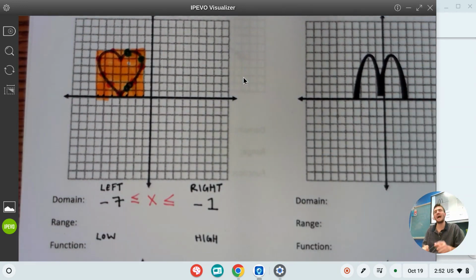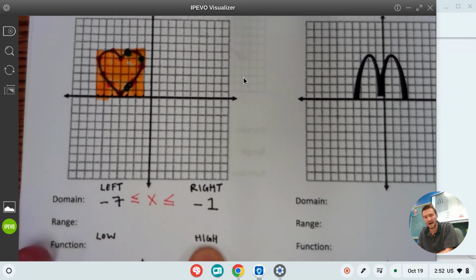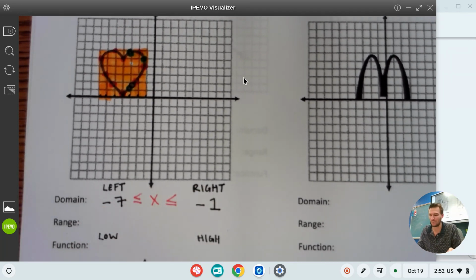One of the most common mistakes is that students take the -7 and the -1 and they swap them around, right? So -1 is first and -7 is second, and that would be wrong. So I think that these left, right, low, high, those are actually really important words.